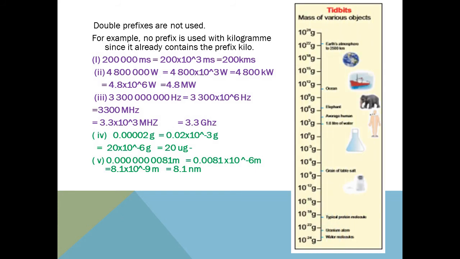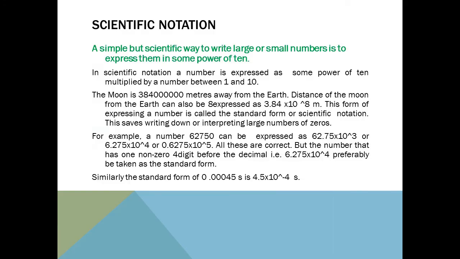Similarly, here is the mass for various objects, which could be very large or very small. Here 10 raised to power 24, 22. These are the mass of Earth. Similarly for ocean, elephant, and all these.